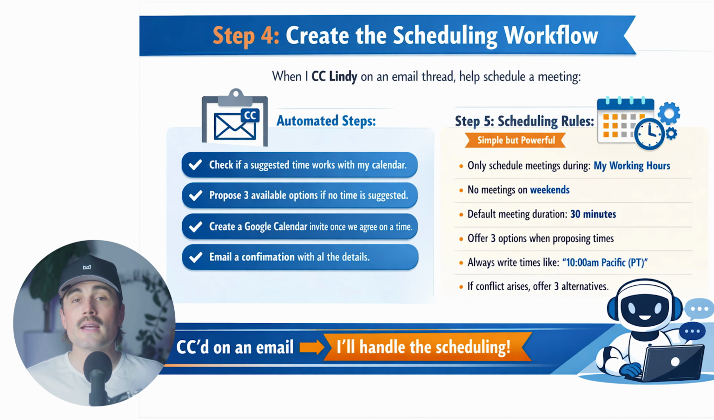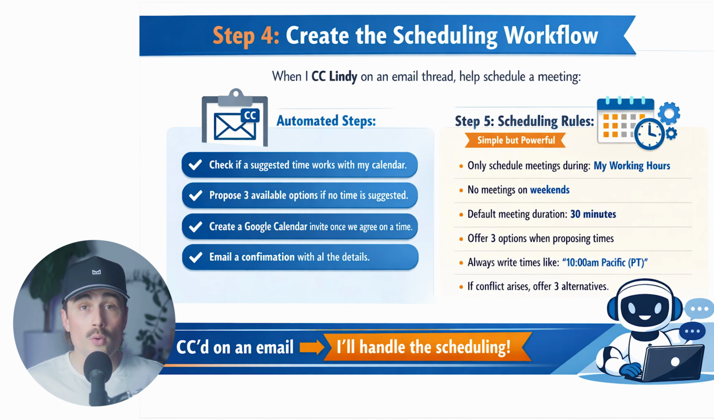Step 4, create the scheduling workflow. So if Lindy asks, what would you like to automate? You can type something like this. When I CC Lindy on an email thread, help schedule a meeting. If the other person suggests a specific day or time, check my calendar availability and confirm if it works. If no time is suggested, propose 3 available options during my working hours. Once a time is agreed, create a Google Calendar event and email a confirmation with the invite details. Always include my time zone in the options.